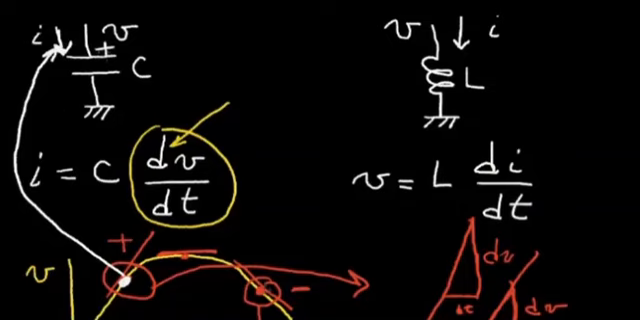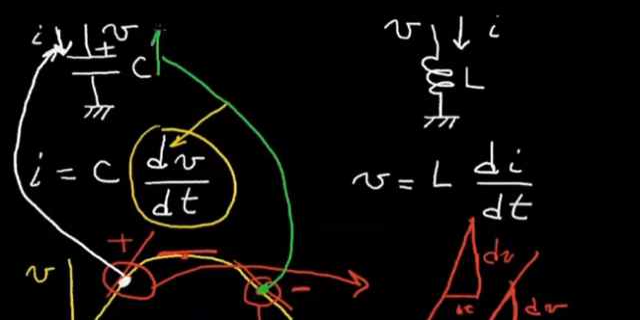If I have a negative slope, for example this point, the current is flowing the other way in the capacitor. It's flowing in this direction. If I have zero slope, corresponding to this point, I have zero current flowing in the capacitor. Now the inductor behaves in a similar way, except the voltage and the current terms are reversed. Instead of having capacitance, I have an inductance in this equation.